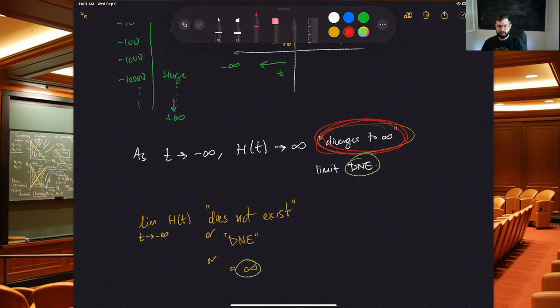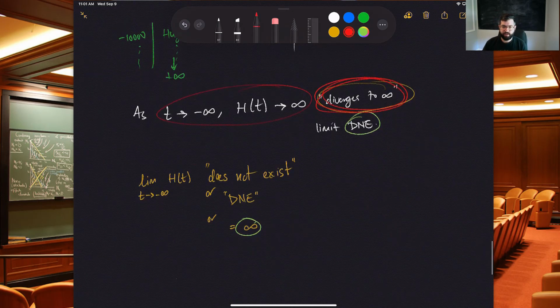here as t approaches negative infinity, h of t approaches infinity. So we say that the limit doesn't exist. So as we go to the left, the limit doesn't exist. As we go to the right, the limit does exist. It's 68, and it has a horizontal asymptote of y equals 68. So there we've got the long run behavior covered. Use a table to kind of see what's happening, and then back it up with the graph. That's what we can do for right now because we can't do it algebraically.